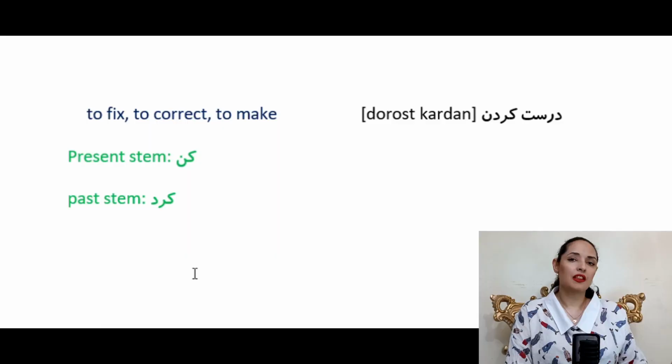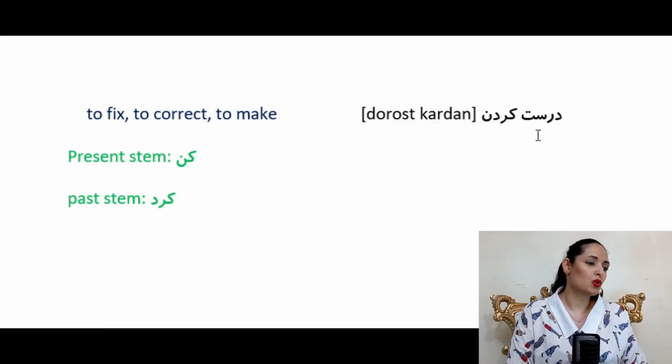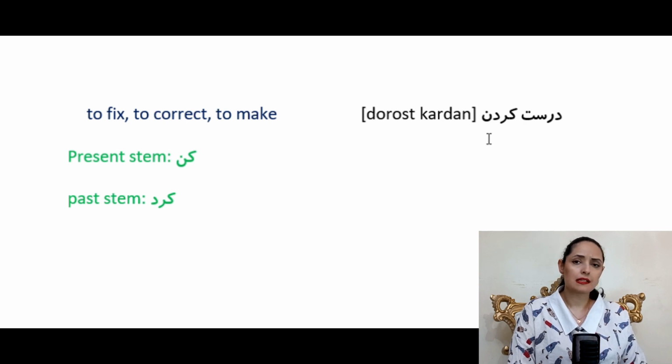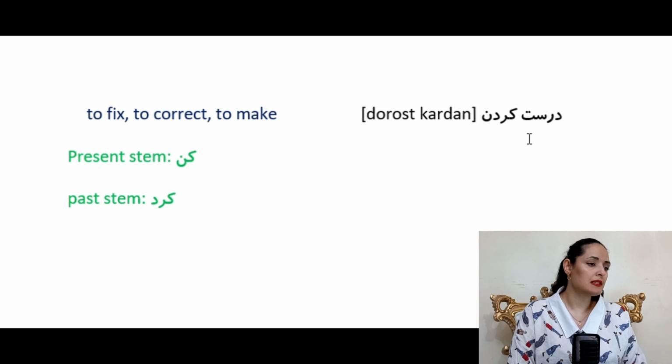Okay, let's start it. The first verb is درست کردن. Sometimes when we speak fast, we may say درس کردن. Maybe we omit the T sound. The present stem is کن and the past stem is کرد because درست کردن is a compound verb. It consists of 2 words, درست and a simple verb کردن. And when we conjugate a compound verb, we only conjugate the simple verb.